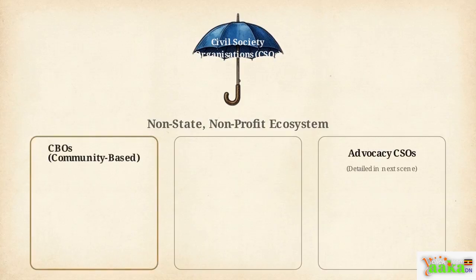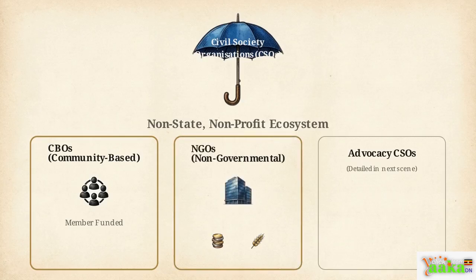The first pillar is the community-based organization, or CBO. These are small, local groups formed at the village level. They are funded directly by their own members, like a local women's group pooling their savings to buy better seeds for the planting season. The second pillar consists of non-governmental organizations, or NGOs.